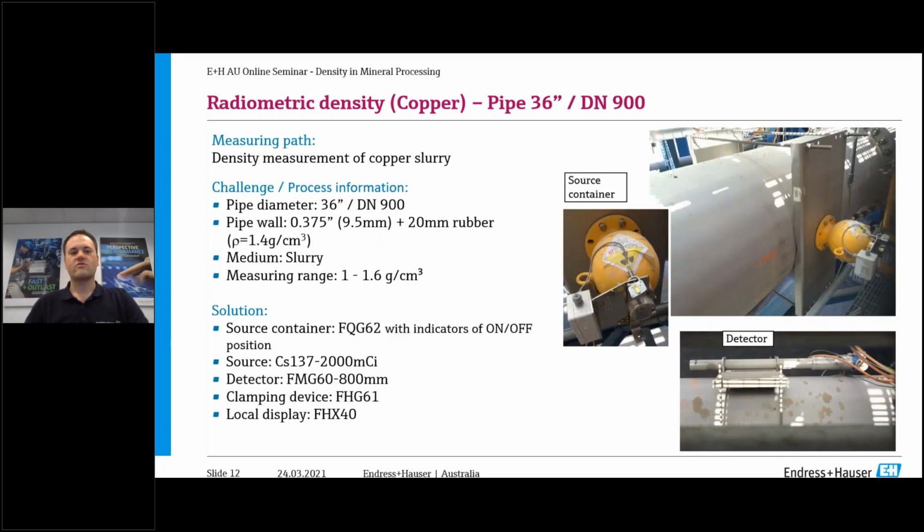Okay, so now I'm going to the other side and having a very large pipe. This is a DN 900 pipe, again of copper slurry. The pipe wall here has 20 millimeters of rubber as well on the side, and that means a much bigger source and source container are required, and detector as well. So you can see there the difference. The detector is on one side of the pipe and the source container is on the other. This one was a much bigger source, a 2000 millicurie source, and it's using the FMG60 as well. So you can see the two different configurations, whether you've got a small pipe or a large pipe, there's a different solution depending on the conditions in your processing plant.